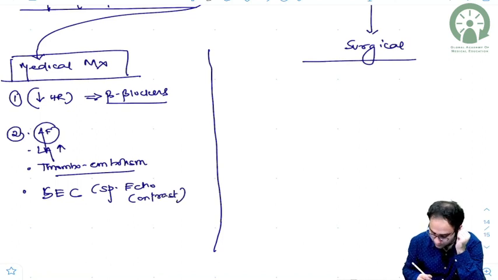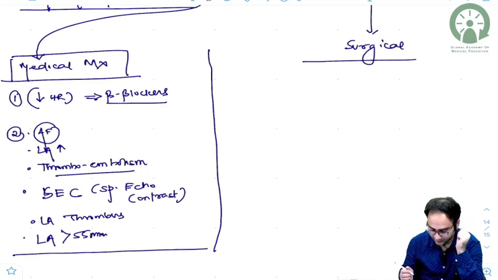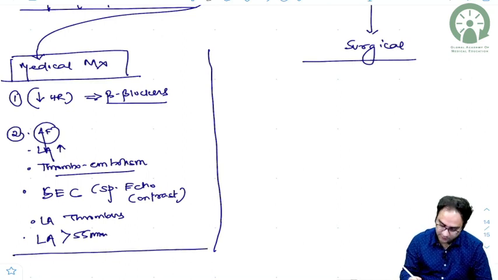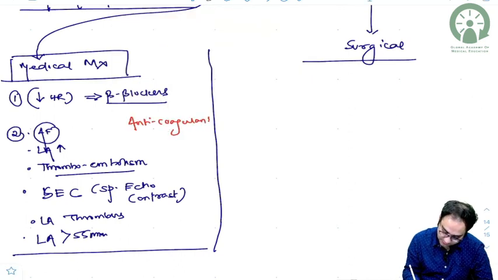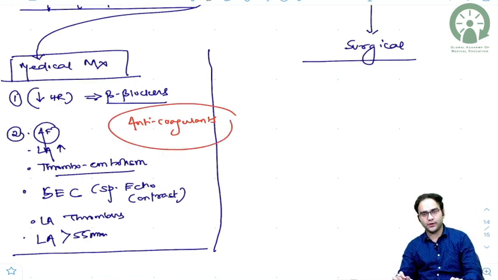If not history of thromboembolism, they will have left atrial thrombus. And if the size of LA is more than 55 millimeter, then in all these conditions you have to give anticoagulants. Now, if you are asked what is the anticoagulant of choice in rheumatic MS, the answer is only warfarin.